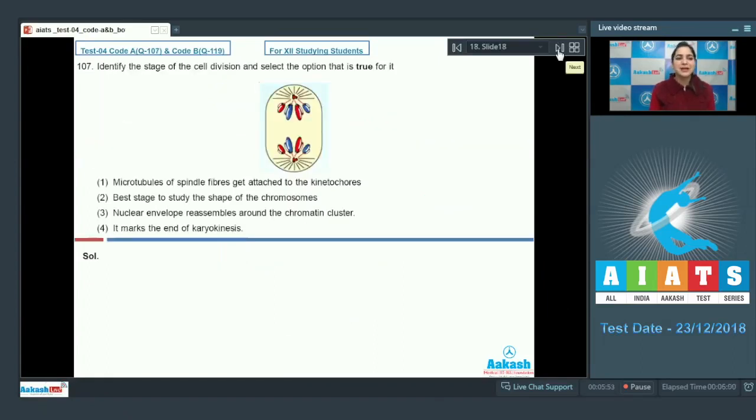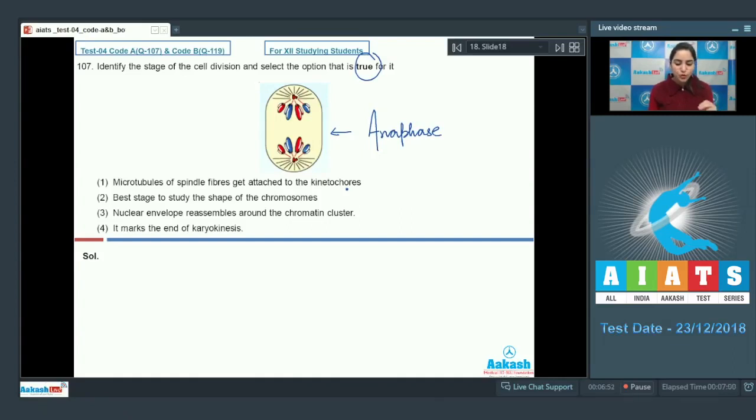Let's see what is this. The question says, identify the stage of cell division and select what is true for it. Students, we have to see what is true. So if you go back to your notes, you will see that this diagram is the diagram of anaphase. A phase where what happens? Where chromatids separate. Now let's see what is given here.